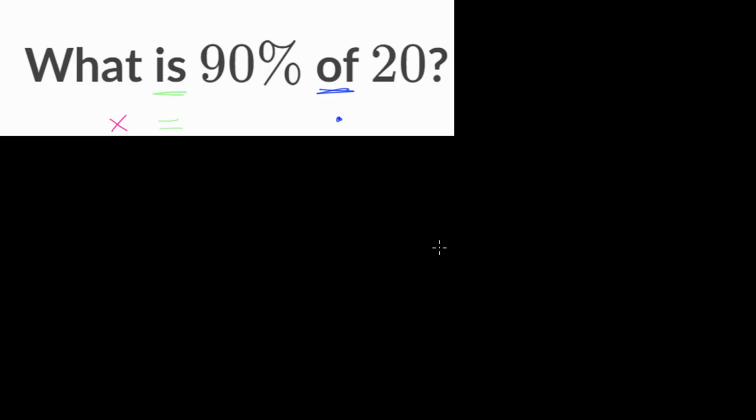And at that point, we can just put in our numbers. We have x equals 90% multiplied by 20. So let's start by rewriting this equation. And we will want to rewrite 90% as a decimal so that we can actually multiply.